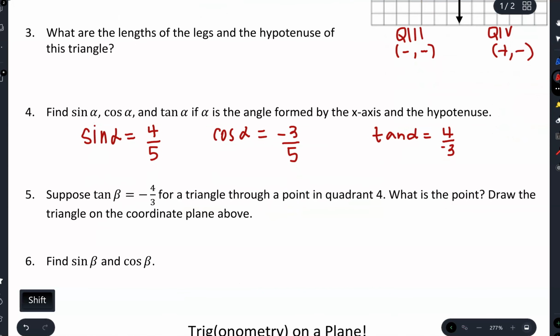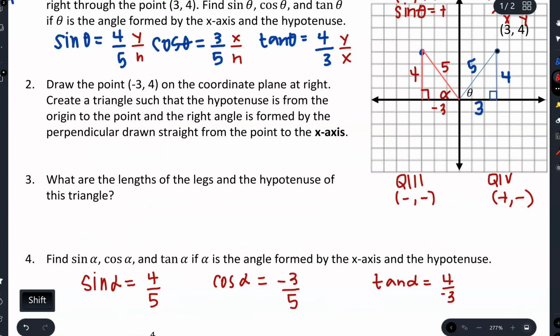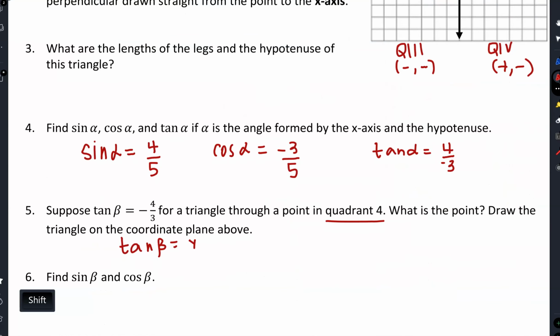All right, so let's look at this one. Question number 5 says, suppose that tangent of beta is equal to -4/3 for a triangle through a point in quadrant 4. So let's think about this. What is going to be the point if I'm in quadrant 4? This is tangent of beta. What did I say tangent was? It's going to be y over x, right? So my x value is going to be 3 and my y value is going to be 4. But does that make sense?